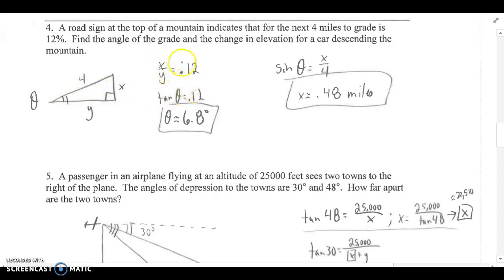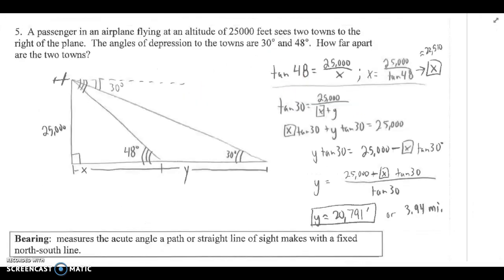Tangent of theta is x over y. We said that was 0.12. So the tangent of theta is this. Take the tangent inverse and we see that the angle itself is about 6.8 degrees. That's the angle of the grade. The change in elevation is how much did you actually go up. That's the x value. Now since we know that theta is about 6.8 degrees, use that exact value in your calculator and we can figure out that x is about 0.48 miles.